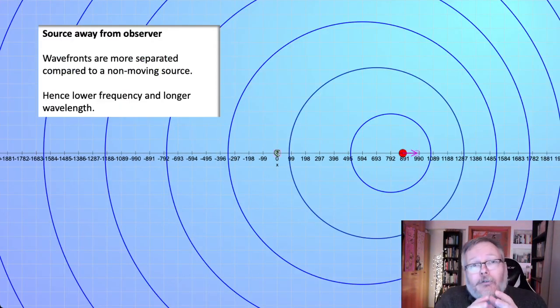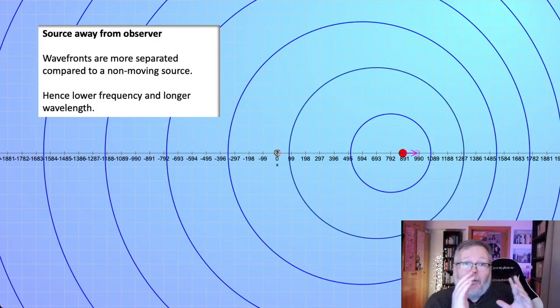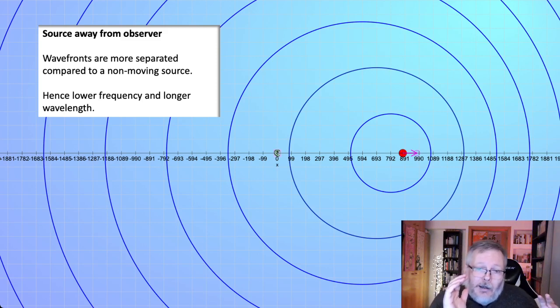On the other hand, when the source is moving away from the observer, the wavefronts are more separated compared to the non-moving source. Lower frequency, then, less waves will be arriving per second at the observer, and therefore a longer wavelength, a lower pitch.